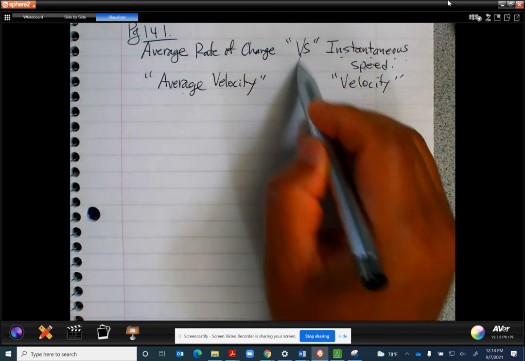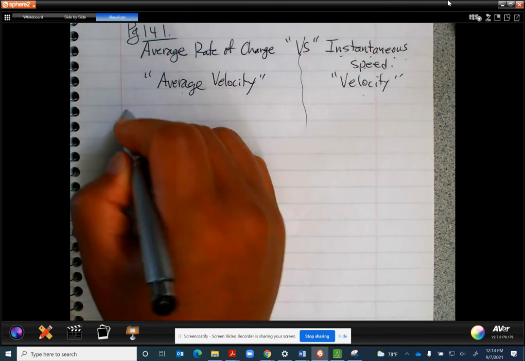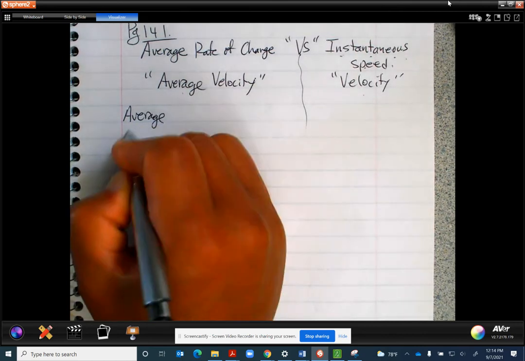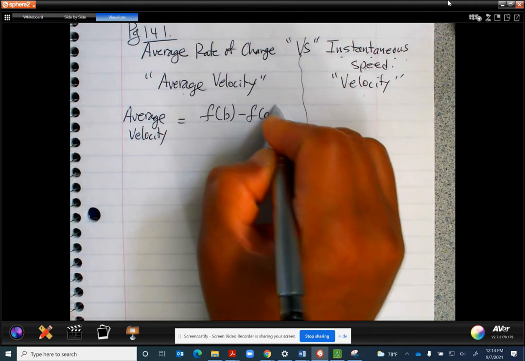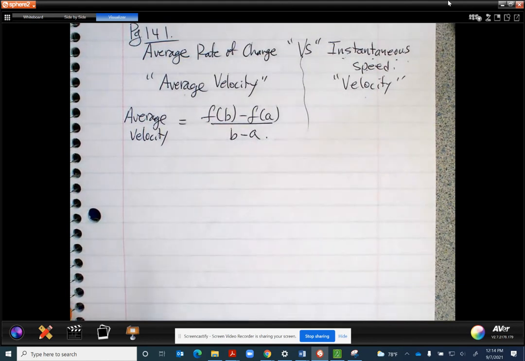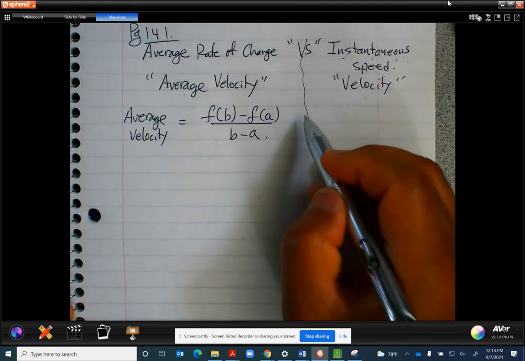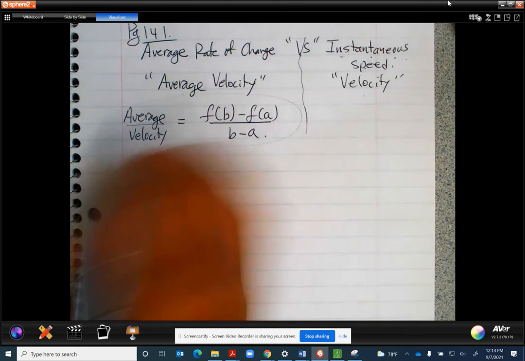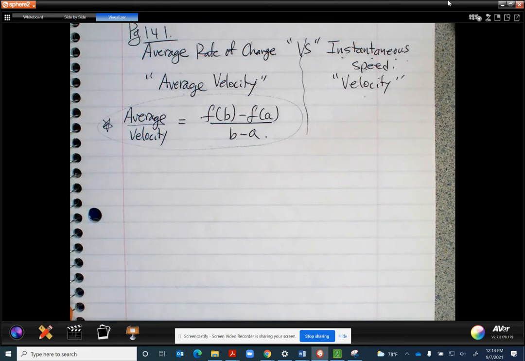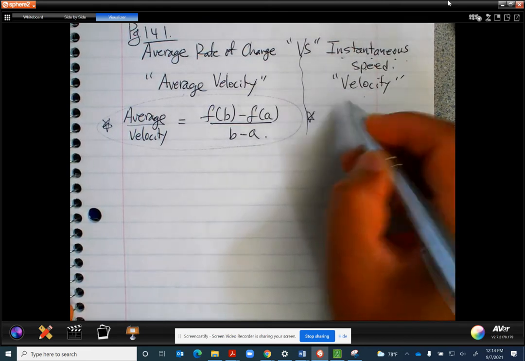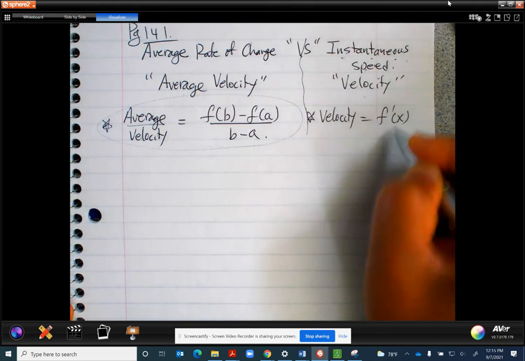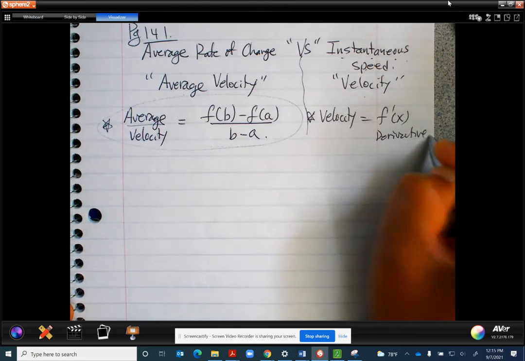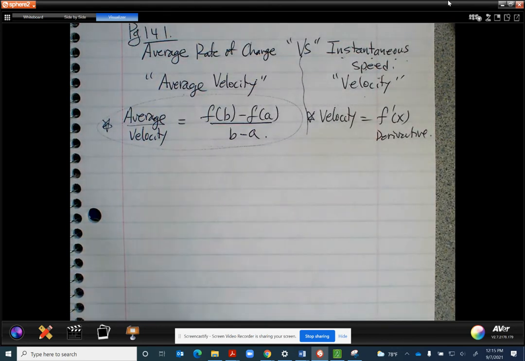All right, in terms of formula, average velocity, which is average rate, is f of b minus f of a over b minus a. Usually this is in terms of time. So for average, we need to use this formula. For instantaneous velocity, we're just going to call it velocity, is f prime of x, which is just your derivative. Your derivative will give you your instantaneous velocity. Let me show you how to use it.